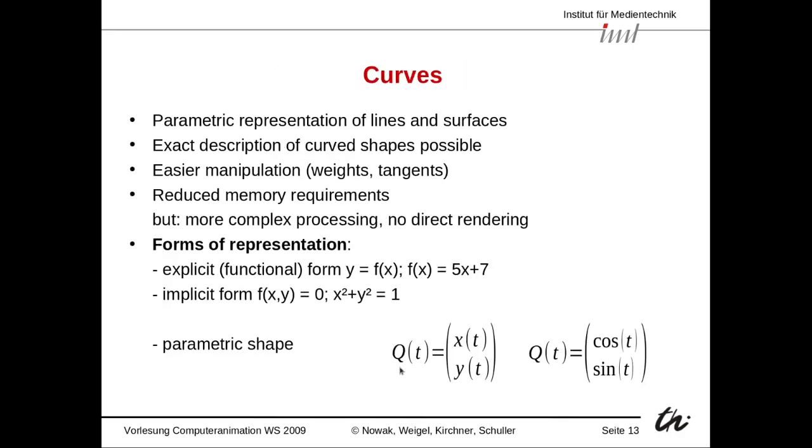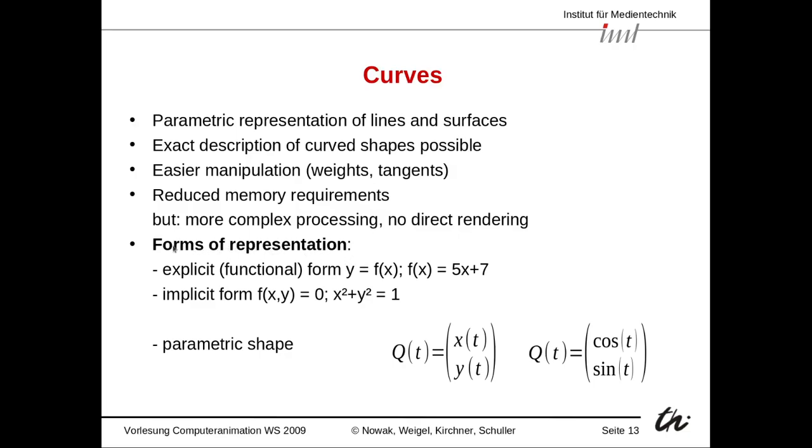And that leads us to points and parametric representations, or curves. Here about the parametric representations of lines and surfaces. We want to have an exact description of curved shapes, which is easier to manipulate using weights and tangents. And this also should lead to reduced memory requirements. But it also means more complex processing and no direct rendering, because it's an indirect representation.